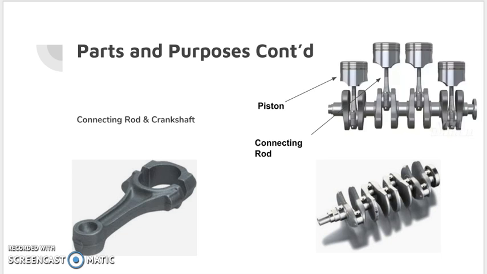Connecting rod and crankshaft. A connecting rod transfers motion from the piston to the crankshaft and functions as a sort of lever arm. Connecting rods are commonly made from cast aluminum alloy and are designed to withstand dynamic stresses from combustion and piston movement. The crankshaft. The main function of the crankshaft is to translate the linear reciprocating motion of a piston into the rotational motion required by the vehicle.